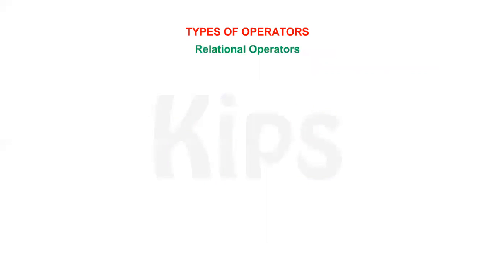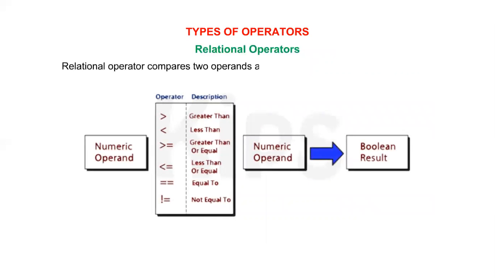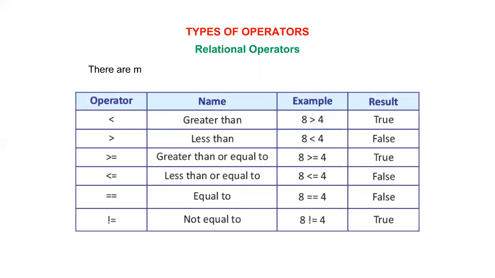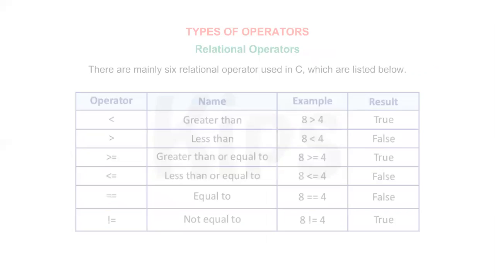Relational operators. A relational operator compares two operands and determines the relationship between them. It gives a result in two states, either true or false. There are mainly 6 relational operators used in C, which are listed below.